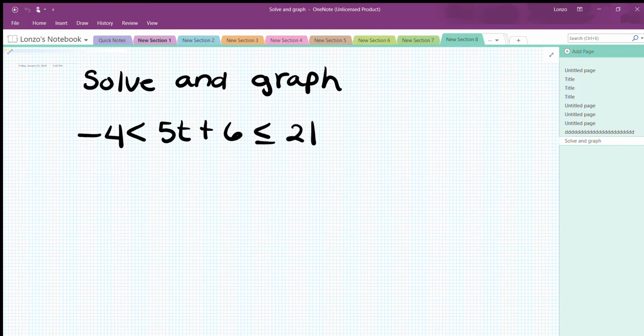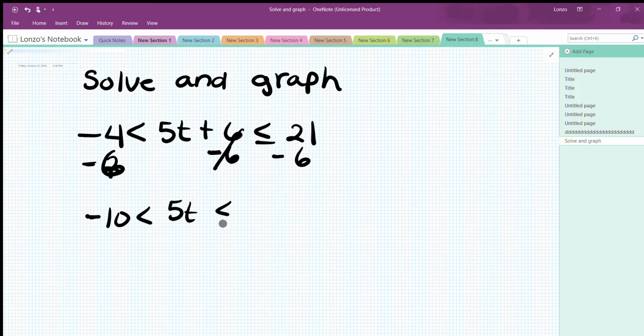So here we have an inequality, and we have to solve for t. We have to graph it. Okay, so let's see here. We have two parts, this part and this part. Our goal is to solve for t, so what I'm going to do first is subtract 6. Now remember how I said there's two parts, so we have to do it on both sides, the right side and the left side. So -4 minus 6 is -10, less than 5t, this cancels, less than or equal to 21 minus 6, which is 15.